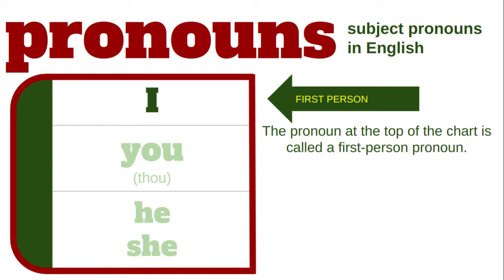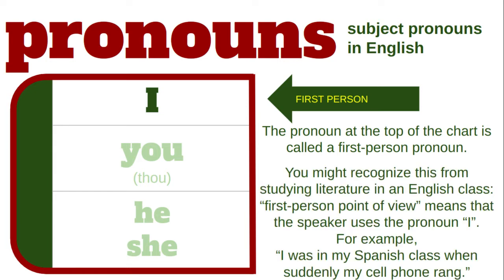I is called a first-person pronoun. I is always at the top of the chart, and it is always the first-person pronoun. You might recognize this from studying literature in an English class, because in many English classes you would learn that first-person point of view means that the narrator is using the pronoun I. For example, you might read in a story this following sentence. I was in my Spanish class when suddenly my cell phone rang. If you read a sentence like that, you know that the narrator is talking about themselves. That's first-person point of view, and I is a first-person pronoun.